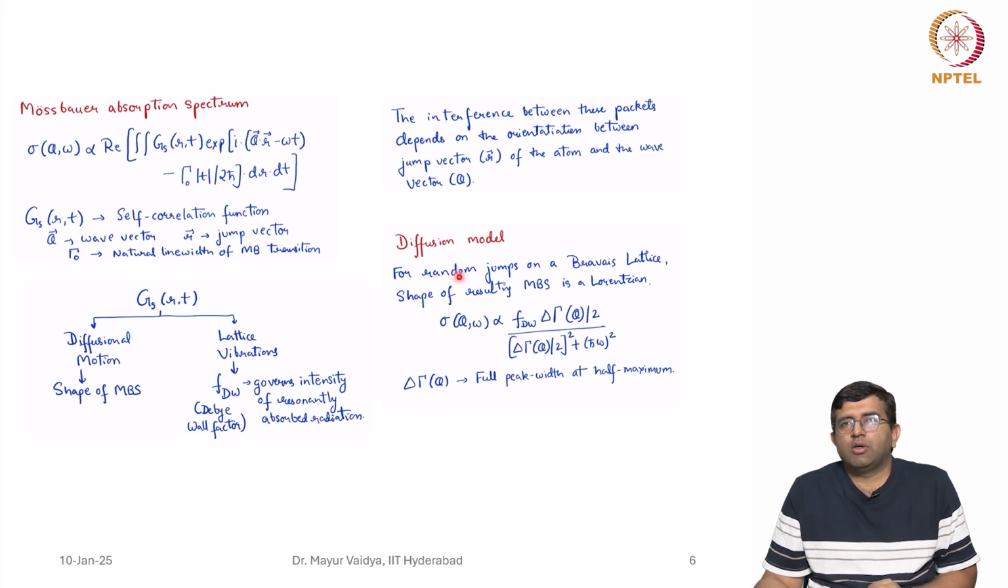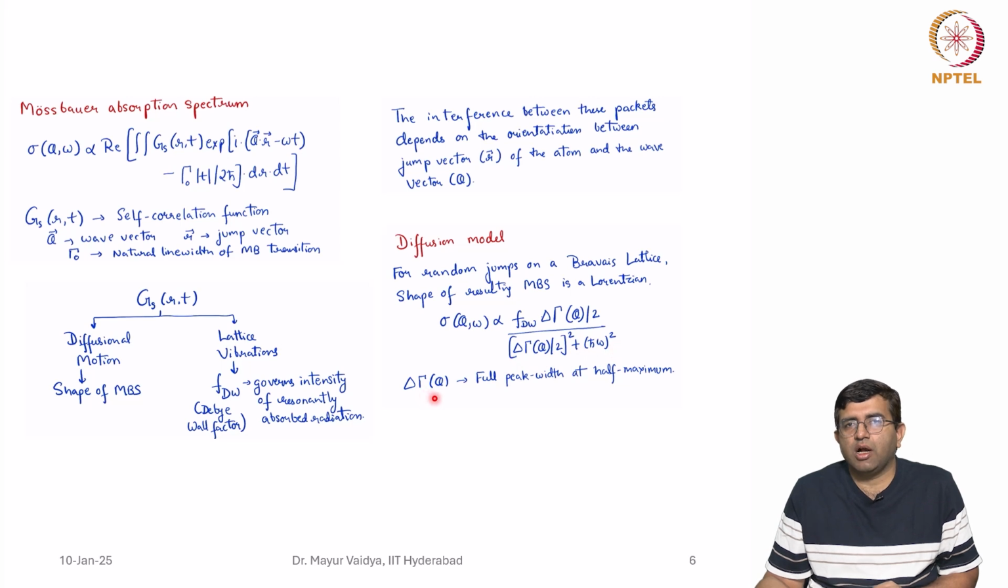When we want to relate it to diffusion for random jumps on a Bravais lattice, the shape of the resulting MBS is a Lorentzian. So sigma is a Lorentzian type of function, proportional to f_DW times delta gamma, which is a function of q, divided by 2, over delta gamma by 2 whole square plus h bar omega whole square. And this delta gamma is the full peak width at half maximum.